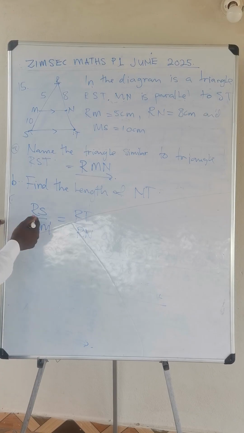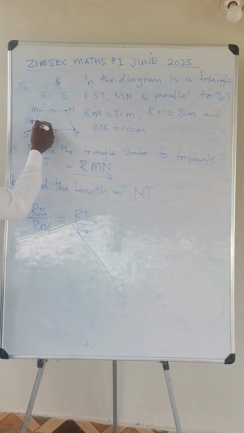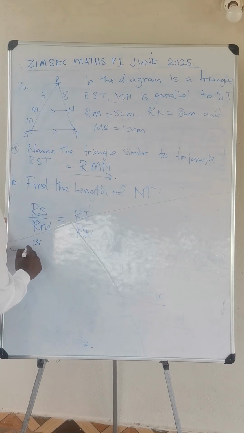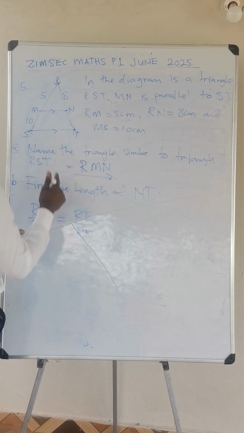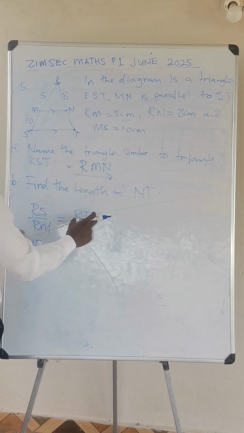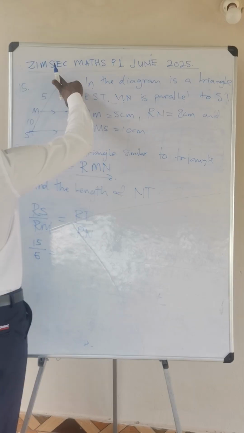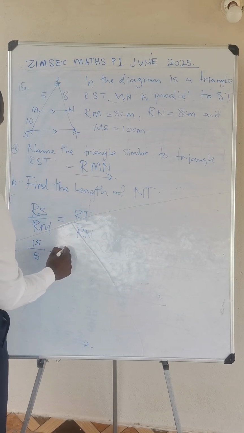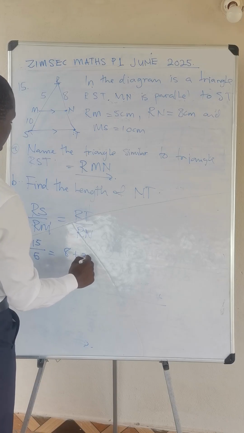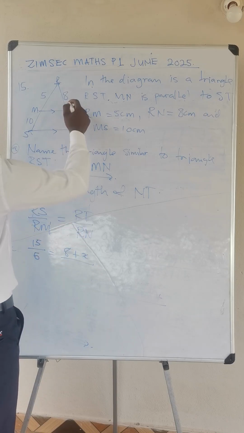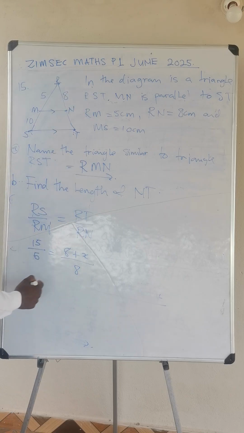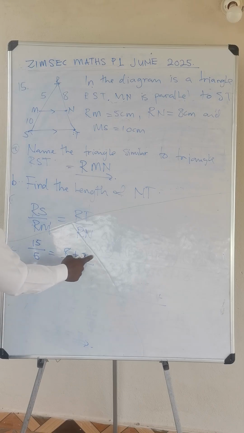So let's move. This is RS. RS is 5 plus 10, so we get 15, over RM, which is 5, equal to RT. RT is the length of this one, so we can say 8 plus X over RN. RN is 8. After doing that, we're going to do cross multiplication to find the length of this one.